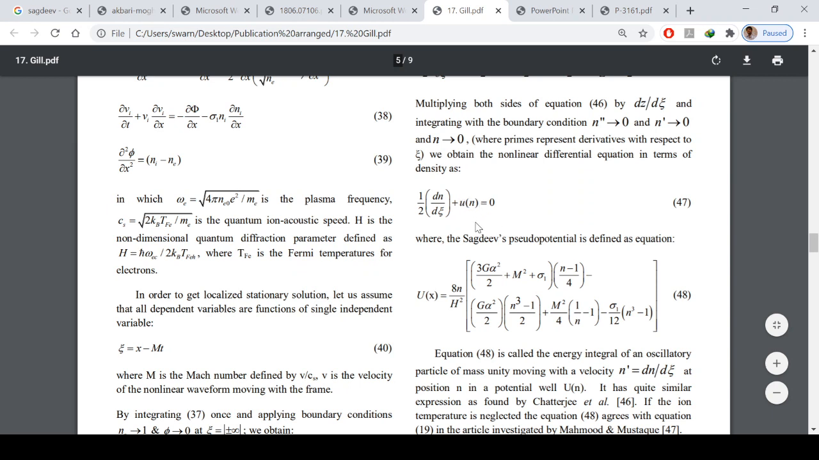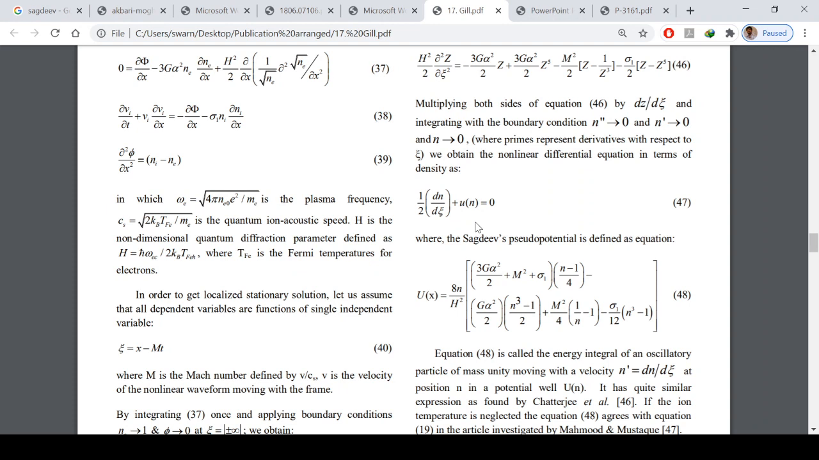Now in many articles you will find that there is a relation between φ, the Coulomb potential, and u, that is dφ/dξ is equal to u of φ. So that is also another form of the Sagdeev pseudo potential.